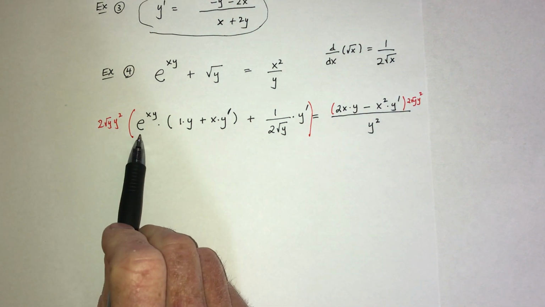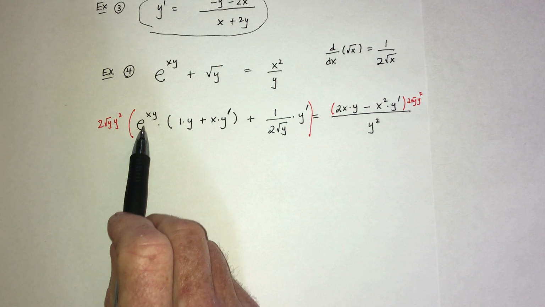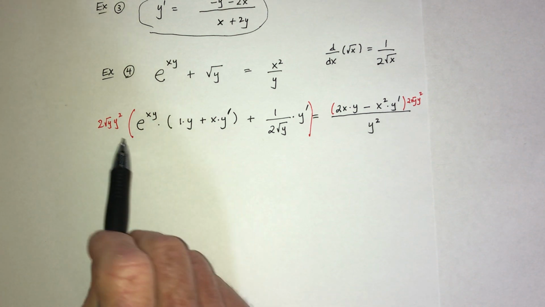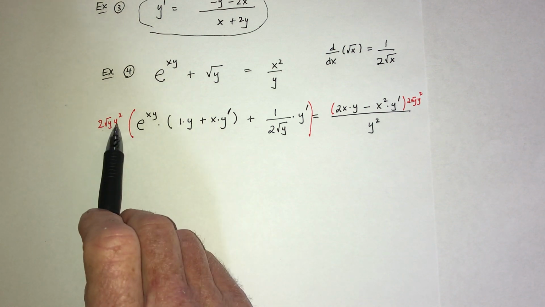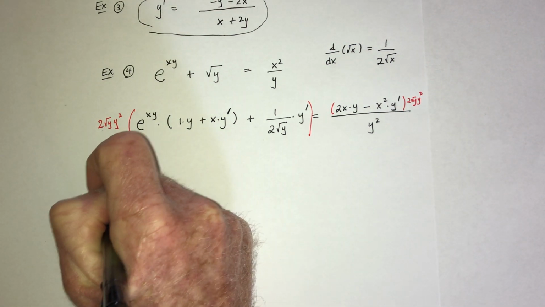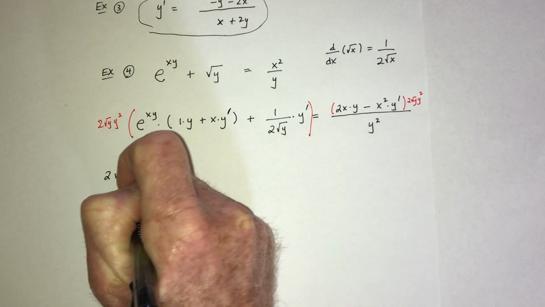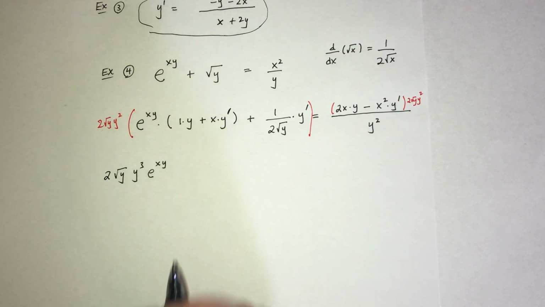So when I multiply it here, it's just going to get multiplied with the e to the x. And then go ahead and distribute it. So we've got all of this that's going to be distributed to this y right here. So that means this is going to become y cubed. So there is 2 square root of y, y cubed, e to the xy.